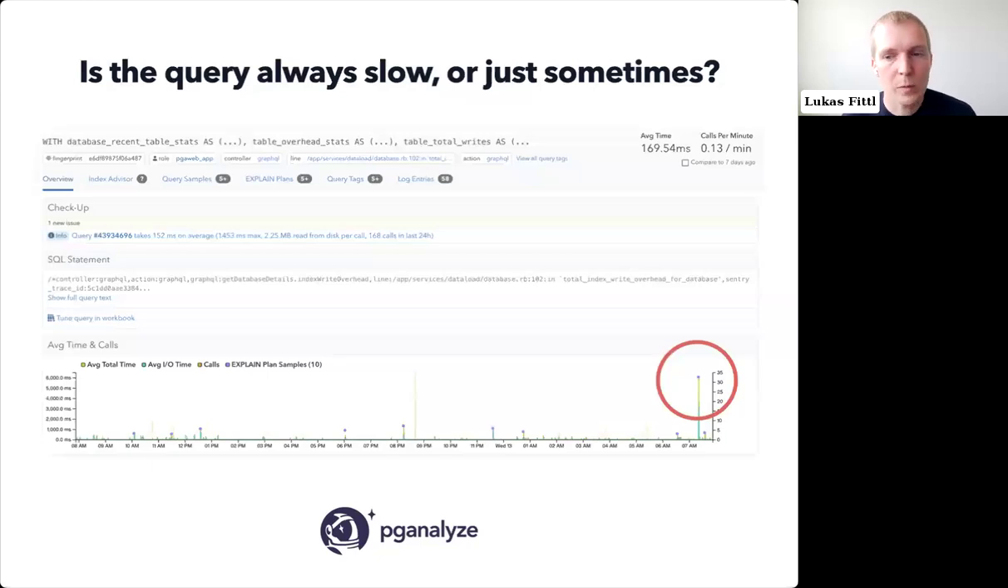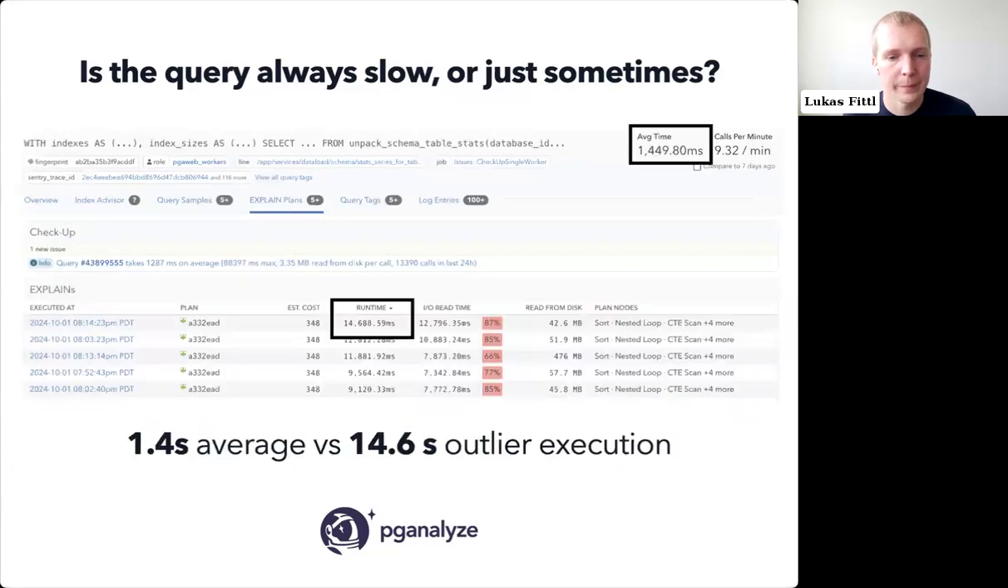Now, you can also use this to identify whether a query is always slow or just sometimes. So here's an example where you see the purple dots in pganalyze and the query stats graph. Those indicate these outlier executions with auto explain. And so the idea is that I can dive in and click on these to see the particular samples that were recorded. Now, in this example, we see that the average time is 1.4 seconds, but the outlier execution cases were 14.6 seconds. So clearly, this is something that is worth an investigation.